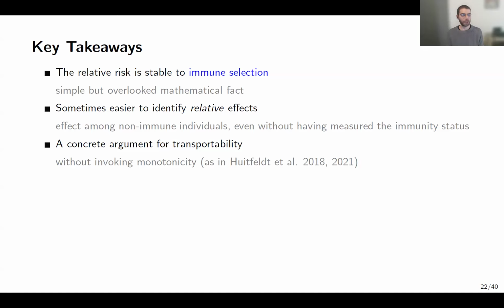This is important because this is an argument for transportability of the risk ratio that doesn't rely on untestable assumptions. So, for example, I don't know if you're familiar, but there is this great work from Whitfeld and colleagues discussing the transportability of the risk ratio and the survival ratio, and they do so invoking monotonicity, which is an assumption that is a bit hard to justify in certain settings, and in general cannot be tested.